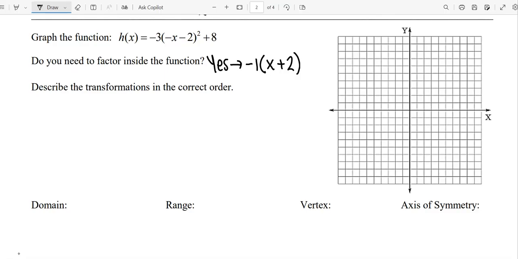Now we got to go in order. Let's talk about this negative in the front first. What's that do? Reflection over the x, okay? What about the 3? Vertical stretch by 3. What about this negative? Reflection over the y. And then this -2 is actually this +2, so where's it going? Left 2, because it's actually a +2 when we factor it out. And then what does +8 do? Up 8.